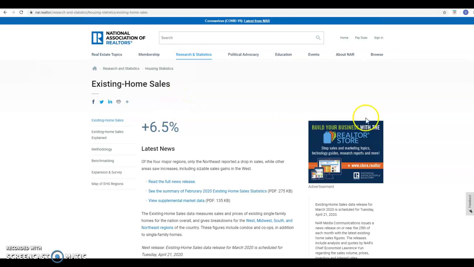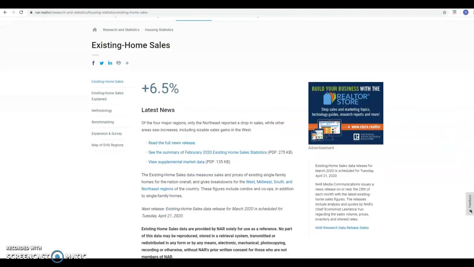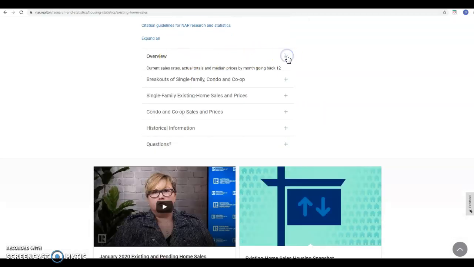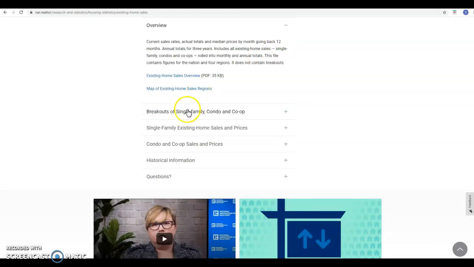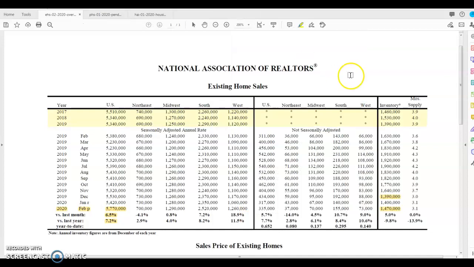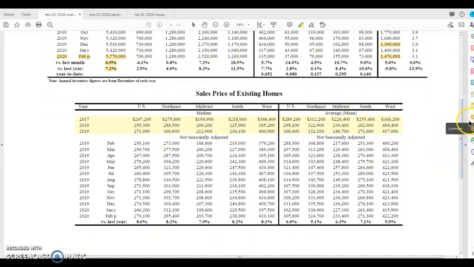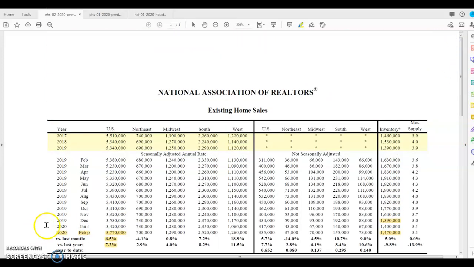I want you to scroll down and look for the overview section. So you'll see this, click on overview, and then we want to go into existing home sales PDF. When you do that, you're going to see this report. The top report shows sales, and then the bottom report shows sales price. Let's first look at sales.